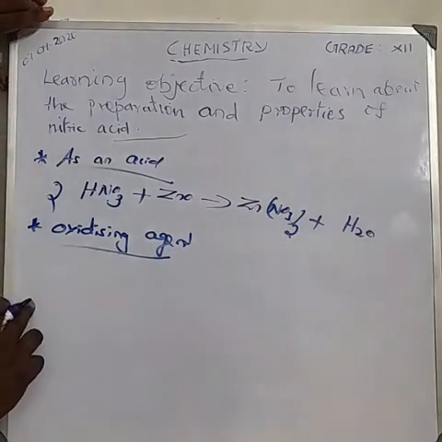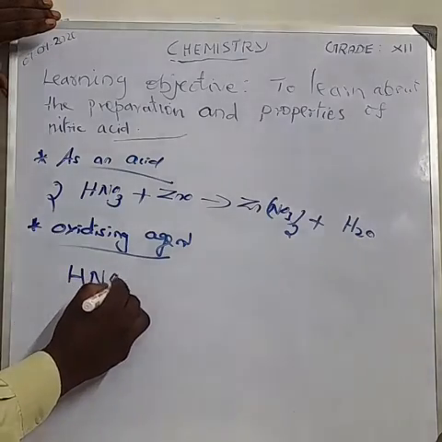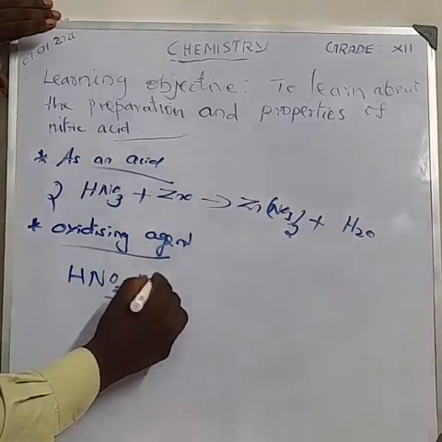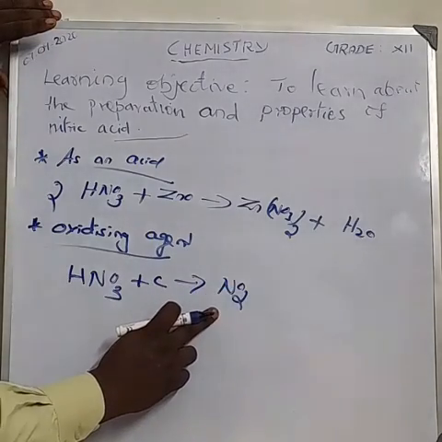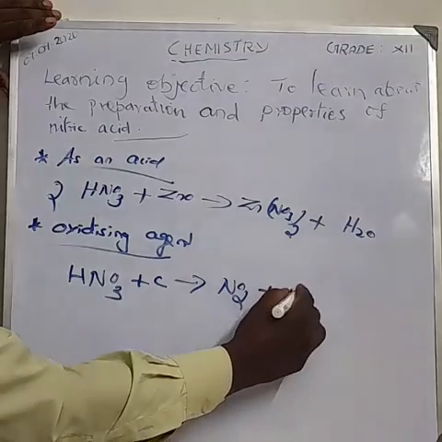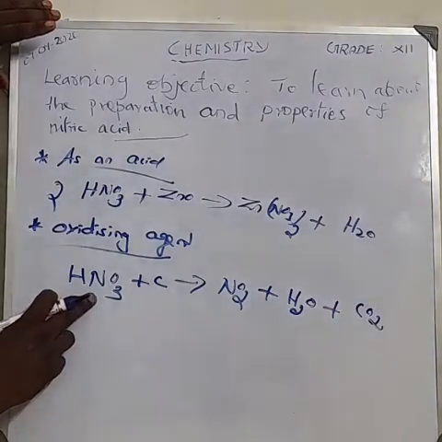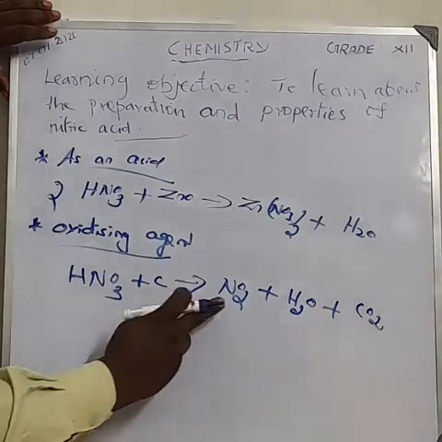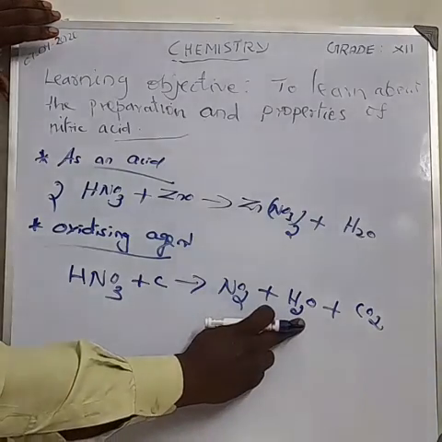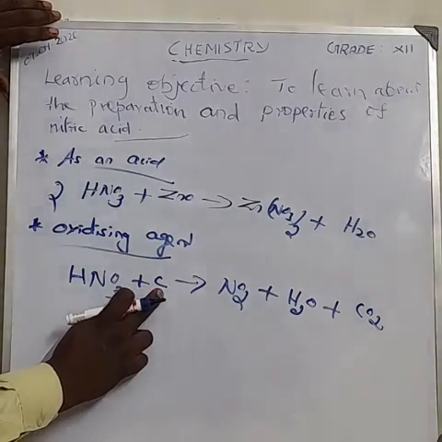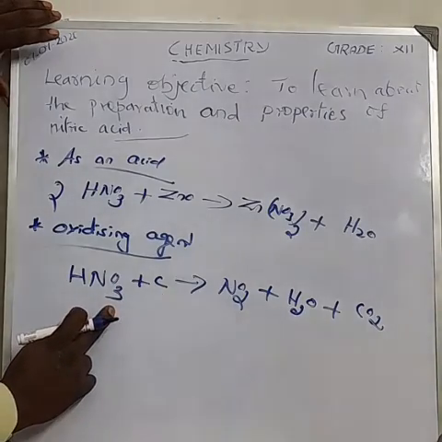Nitric acid first reacts with the carbon. What is the formula for nitric acid? HNO3. Nitric acid reacts with the carbon, we get NO2, nitrogen dioxide plus water plus carbon dioxide. Nitric acid is converted into NO2. Here having hydrogen and oxygen, so it is converted into water. And here having carbon, so it reacts with oxygen and we get carbon dioxide.